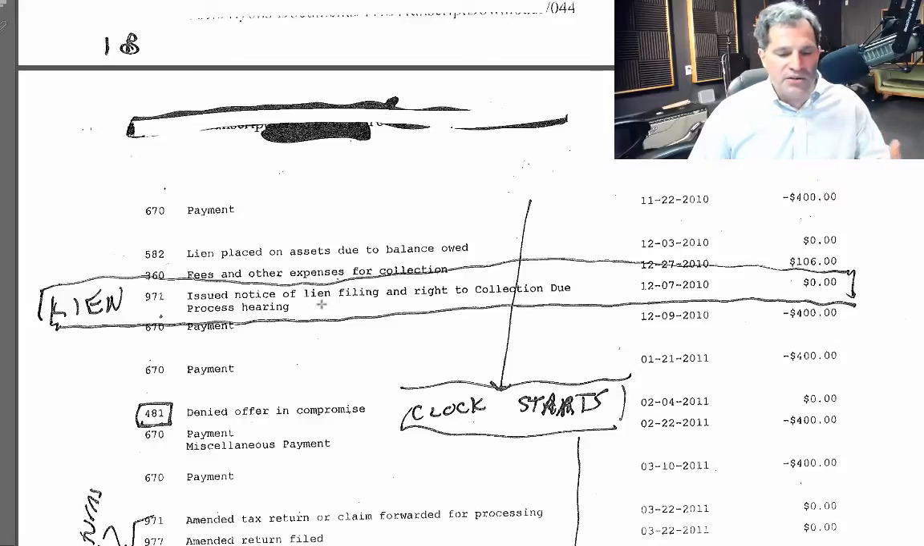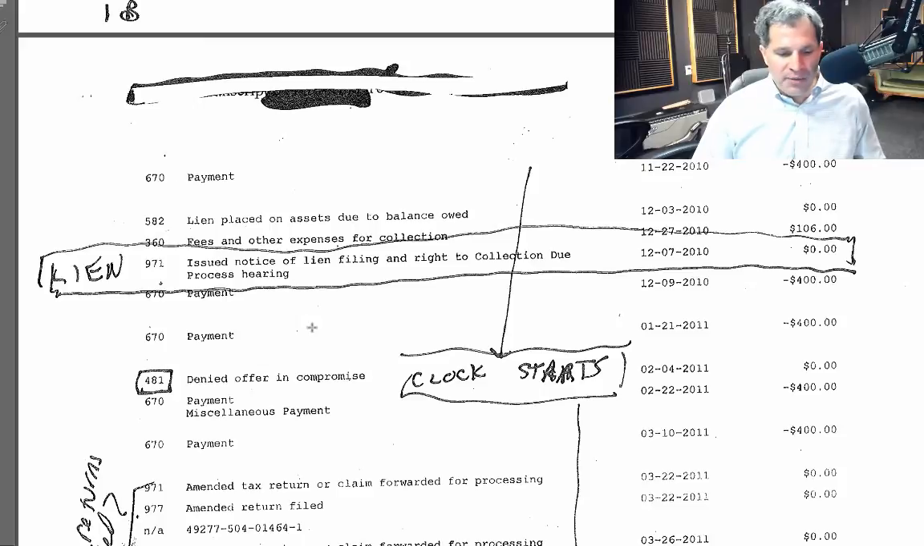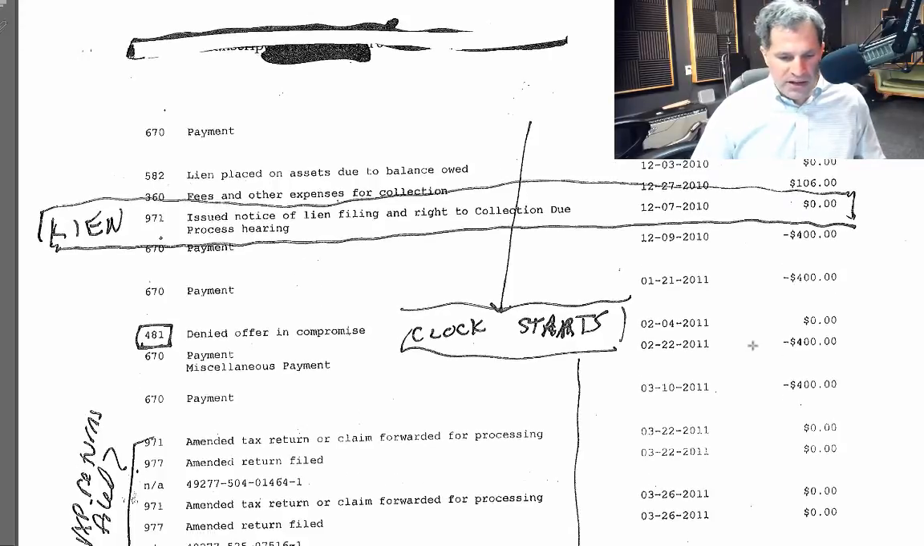Now they issued the notice of lien, which is two sort of separate things, giving rights to collection due process. So what they do is they file the lien first, and they say, hey, if you don't like it, you can file these appeal rights. So that's really not all that nice, is it? Anyway, the offer is still pending. We're paying our payments. Here it is.